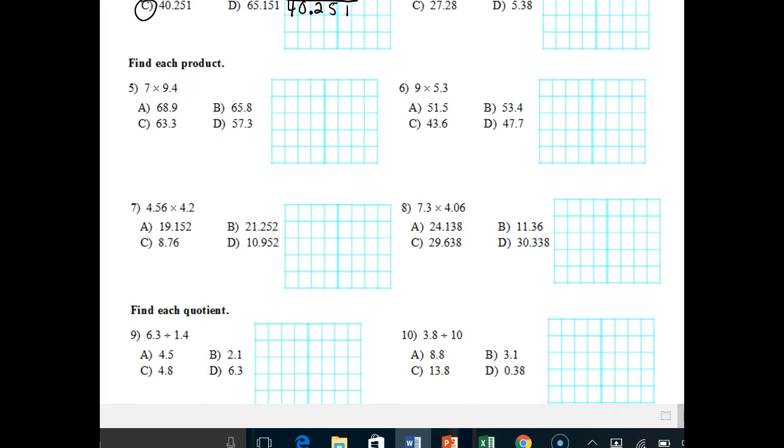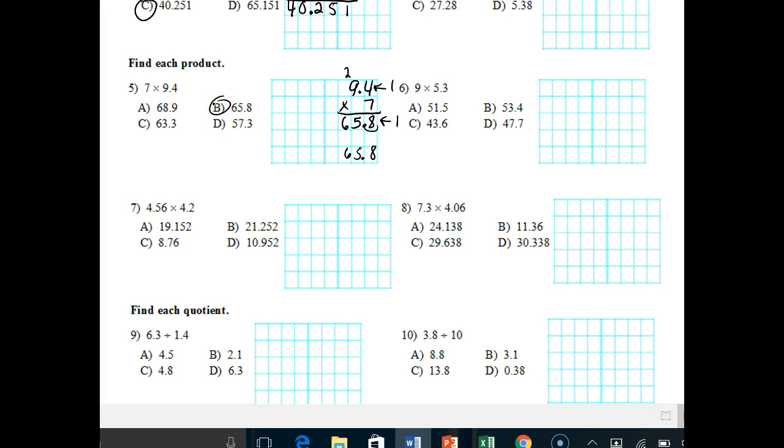Alright, number 5, find each product, so we're multiplying here. 9.4 times 7. Notice that we have one decimal place. So 4 times 7 is 28, carry your 2. 9 times 7 is 63, plus 2 is 65. Again, I have one decimal place, so I should have one decimal in my answer. Swoop it once. So I should have 65.8.